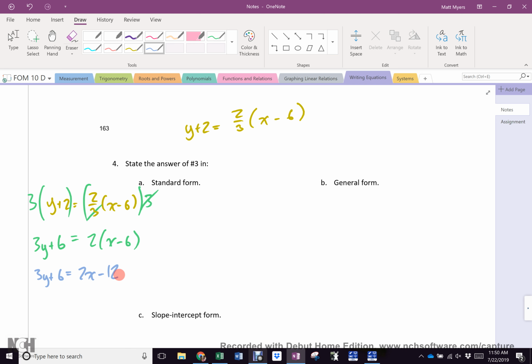Why? Because it's positive. So x doesn't change. Standard form. 2x minus 3y. Now what moves? The 6 or the negative 12 for standard form?